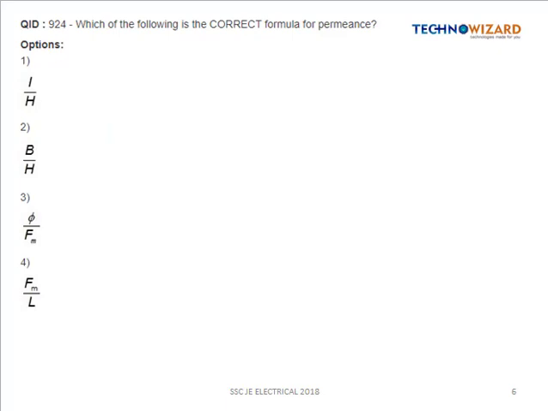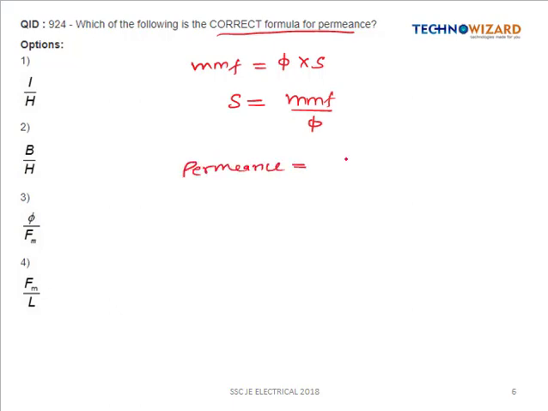Next question is, which of the following is a correct formula for the permeance? We know that the mmf is equal to flux into reluctance, so from here we obtain the reluctance as mmf by phi. The permeance is the reciprocal of reluctance, which is equal to 1 by S. So the formula for the permeance will be flux by mmf. So option C is the right answer.